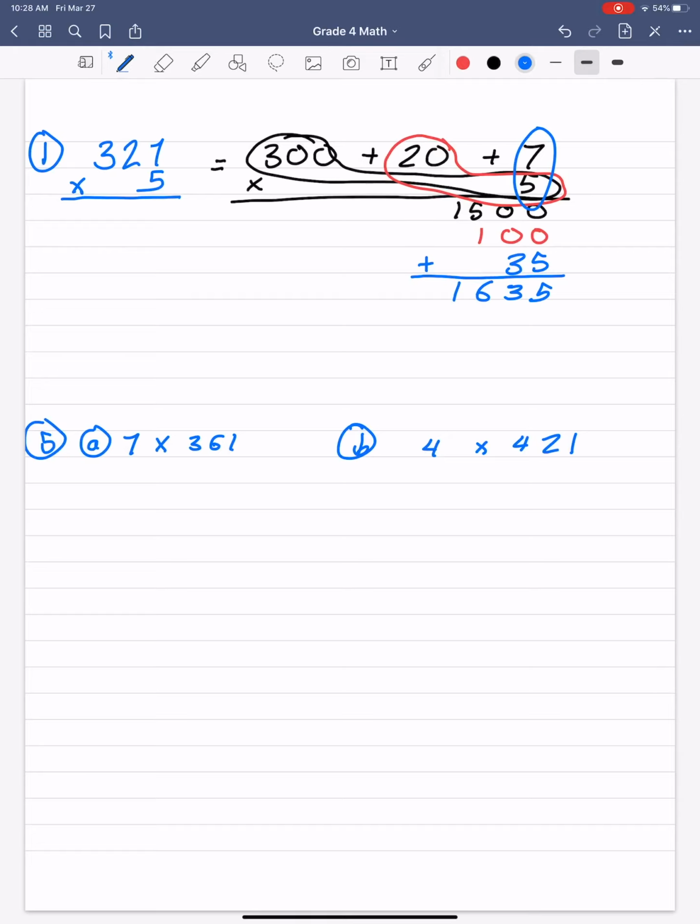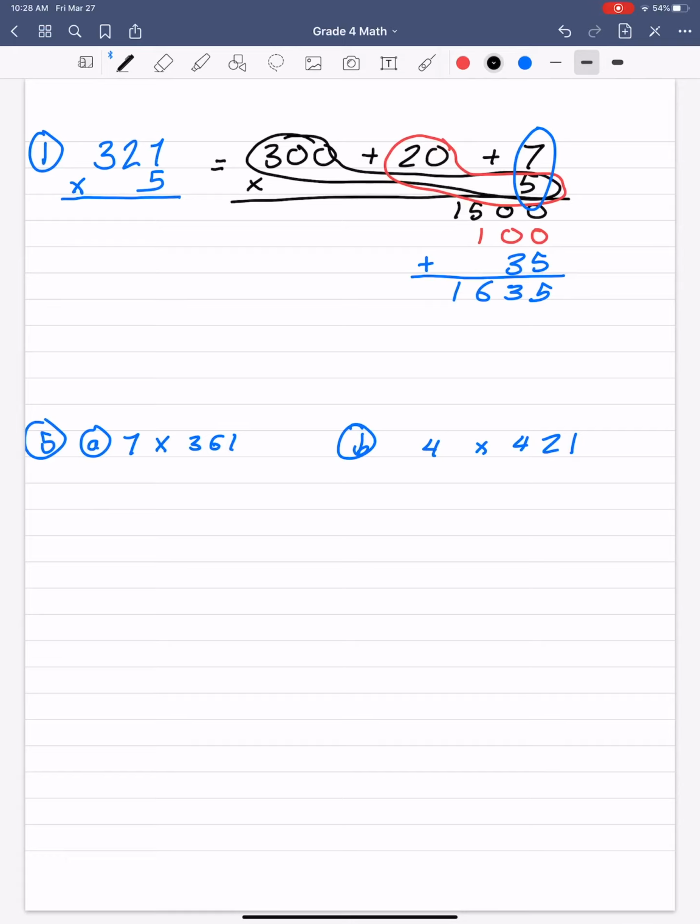So it's the same as what we did in the other lesson. We just have an extra place value. We have our hundreds place this time. So let's go to number 5. I know I'm skipping 2, 3, and 4 if we're following along in our books. I know not everyone has their book.